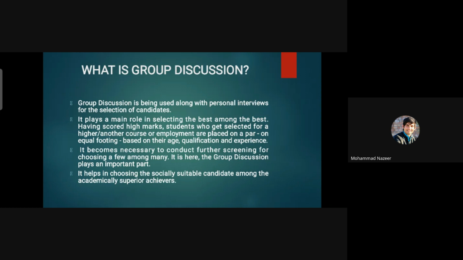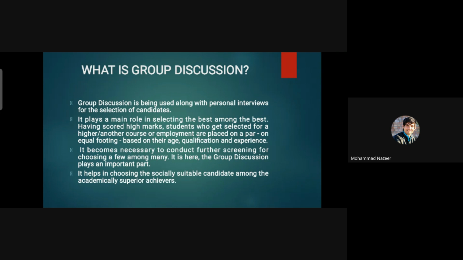Group discussion is used along with a personal interview for the selection of candidates. And basically, it plays a very important role because here we can identify who is the best. That doesn't mean that you have scored very high marks. A student who gets selected for another course or employment is placed on a par, with equal footing, based on their age, qualification, and experience. So here, people will not judge you on what your qualifications are, but basically on how you are able to present yourself. That is something which is required in a group discussion.